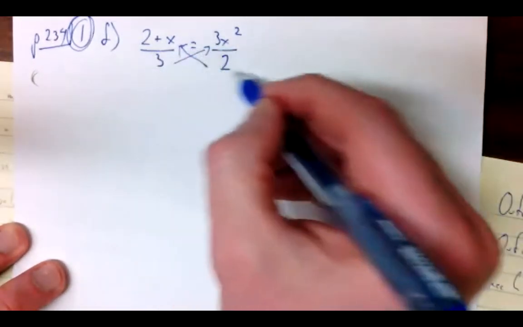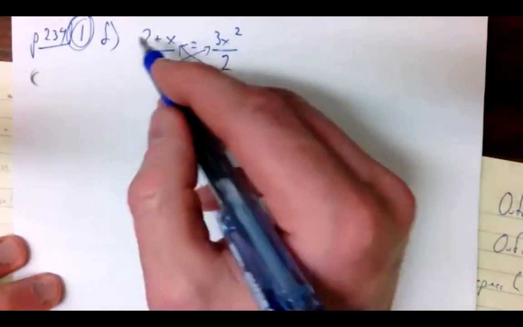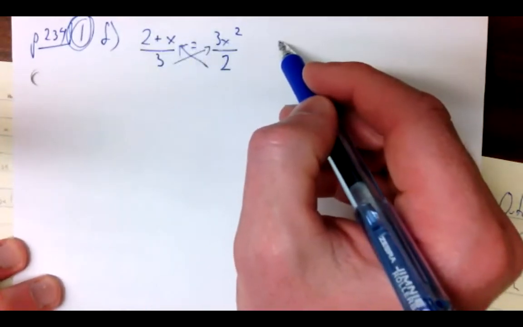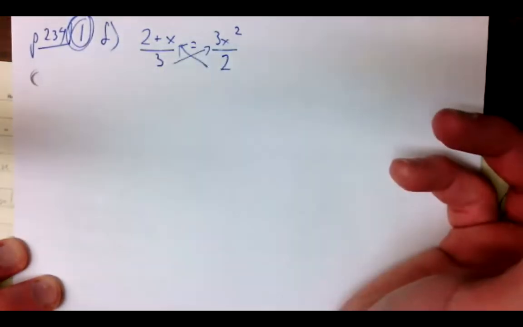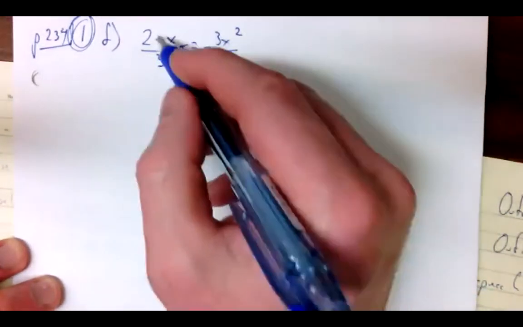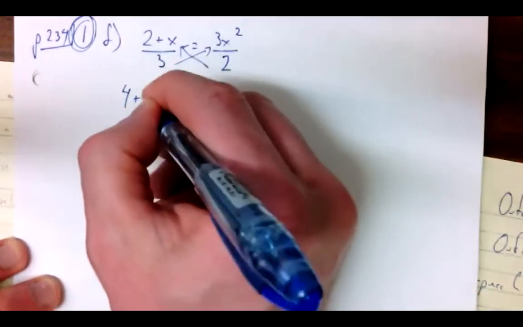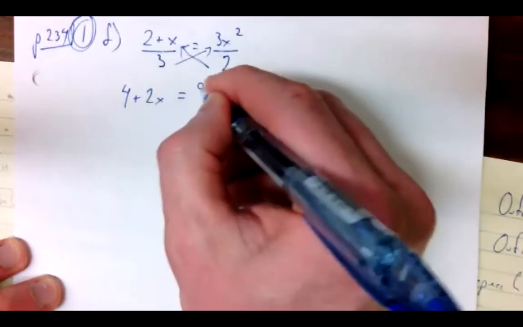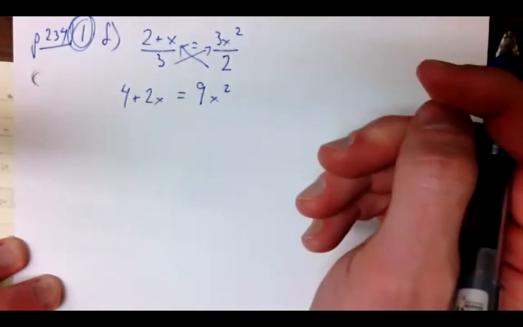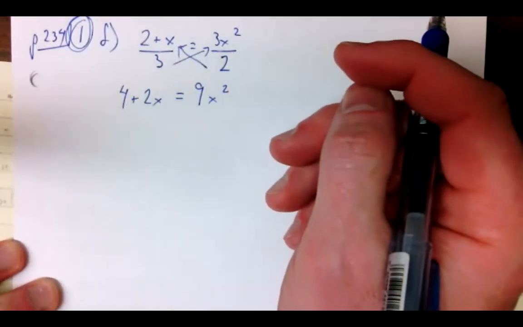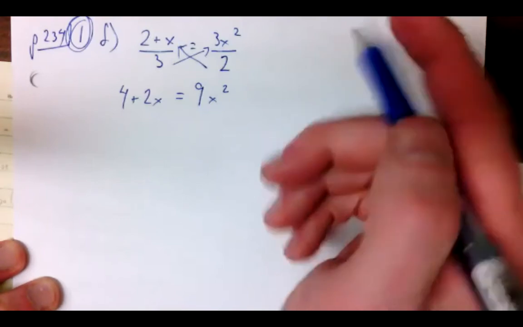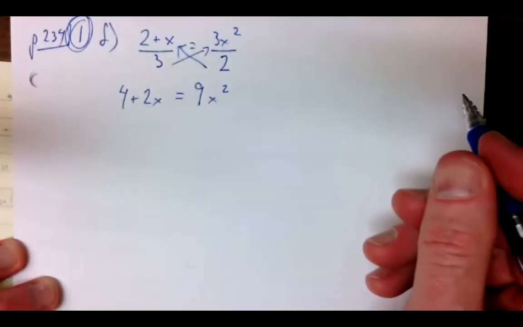Another way of looking at it, a common denominator, 2 times 3 is 6. So I can multiply everything by 6, and it'll still work out the same way. This is the easiest way. 2 times 2 plus x is 4 plus 2x. 3 times 3x squared is 9x squared. Did I lose anybody? And this is the same as if you multiplied everything through by 6.